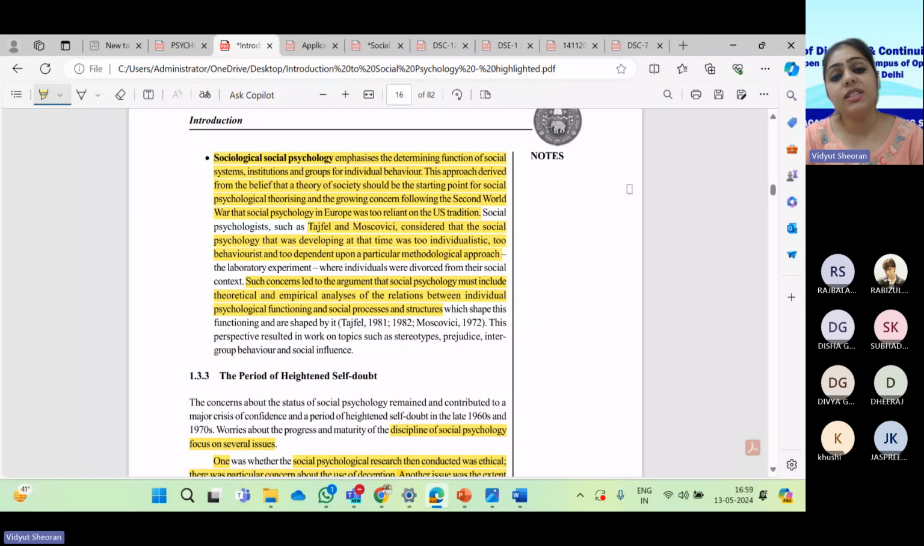So it emphasizes the determining function of social systems, institutions, and groups for individual behavior.